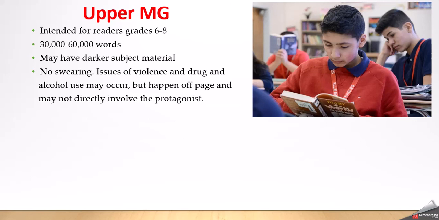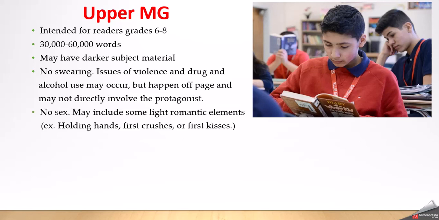So let's say you have a girl whose older sister has to take her to a party and she sees somebody drinking there, right? As opposed to a young adult book where the older sister would be the protagonist and she's drinking while her younger sister is there. That's sort of the difference there. No sex in these books. They might have some light romantic elements. So holding hands, first crushes, first kisses, that kind of thing.